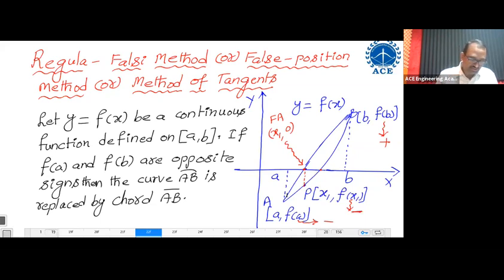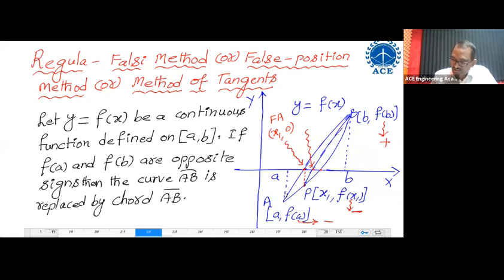The curve should be replaced by chord PB, a straight line PB. Between x1 and b, we have curve PB. Curve PB will now be replaced by chord PB, the straight line PB. This straight line PB, where it touches the x-axis, will be your next approximation.